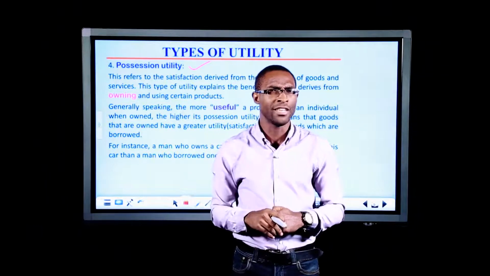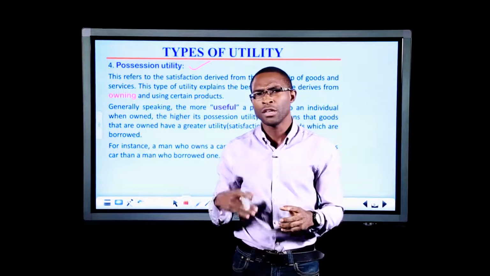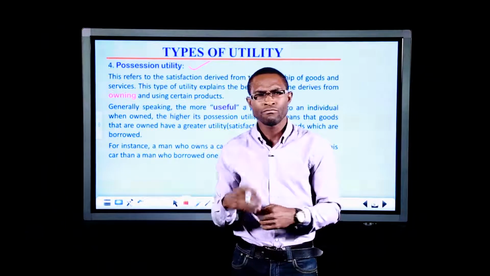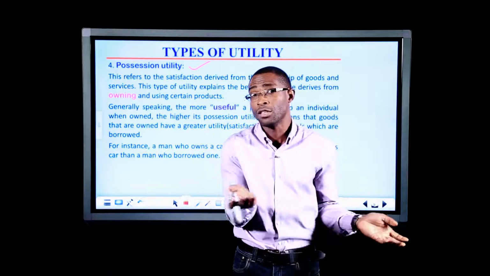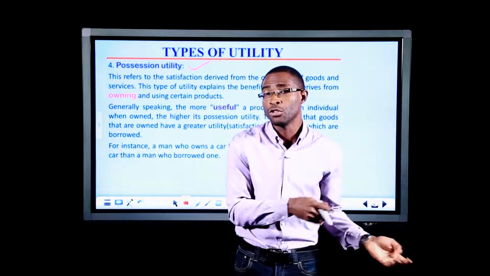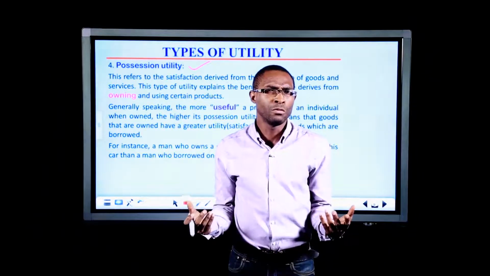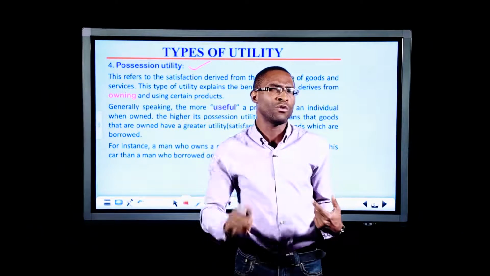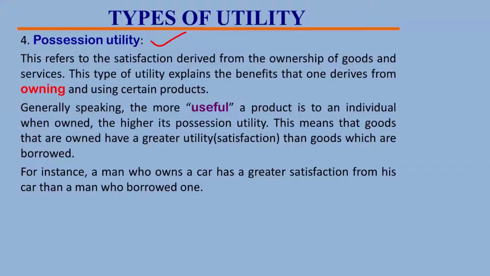But when daddy is driving his car, he relaxes. The car belongs to him. He can go the length he wants to. He can visit friends with the car. But he can't do such when he's using his friend's car, especially when he was not the one that bought the fuel. So you see that when you possess something, you derive more satisfaction from what you possess than from what you borrowed. That explains possession utility.